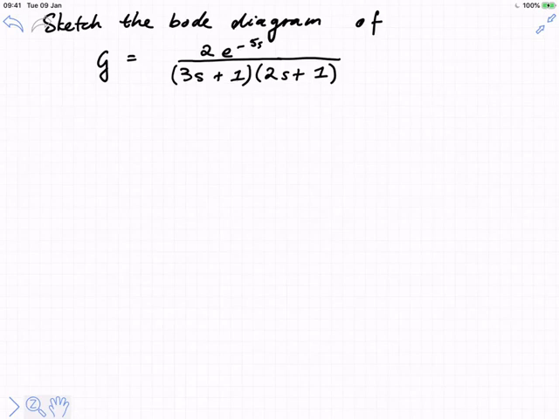Most of you will be able to look at that and say, oh yes, I noticed, by inspecting this function, my brain just knows the gain of this transfer function is 2. There are 2 time constants. It's a second order transfer function. The 2 time constants are 3 and 2, and there is a 5-second delay.